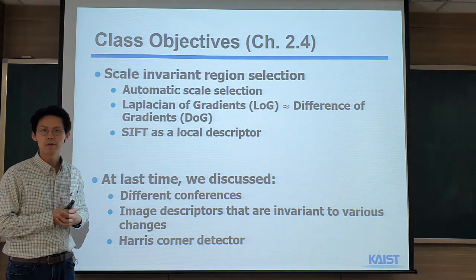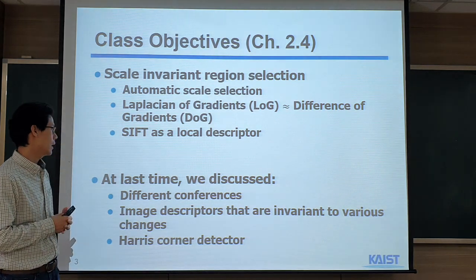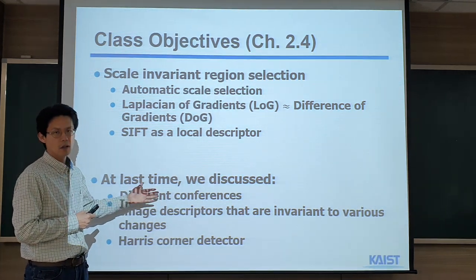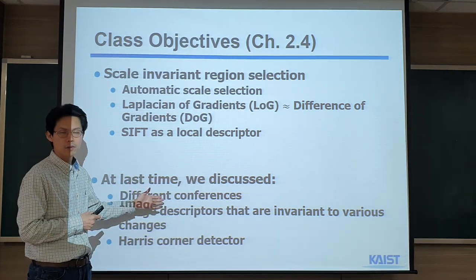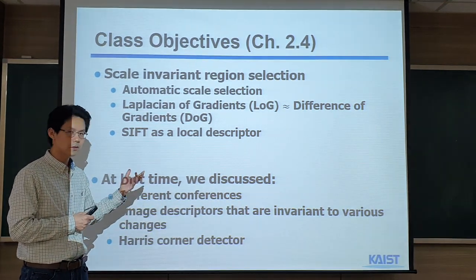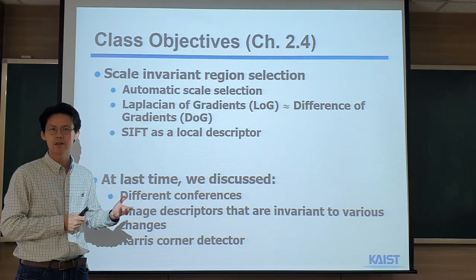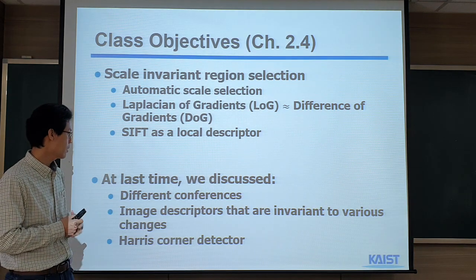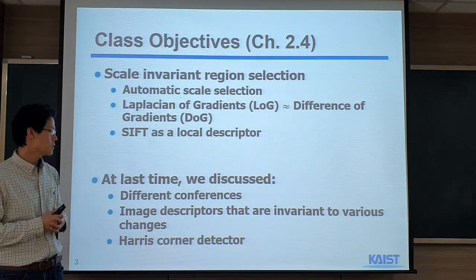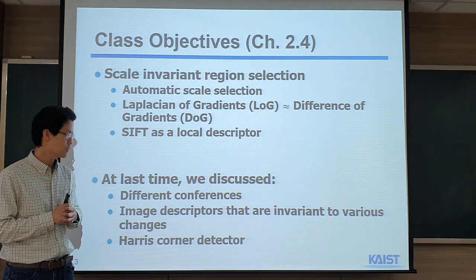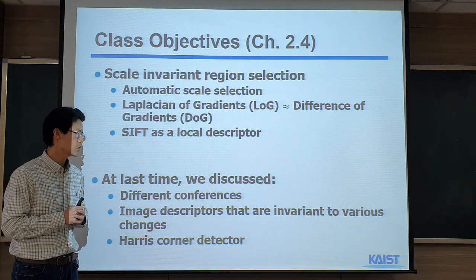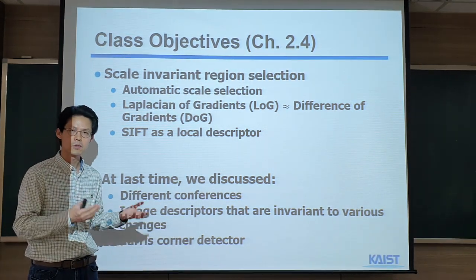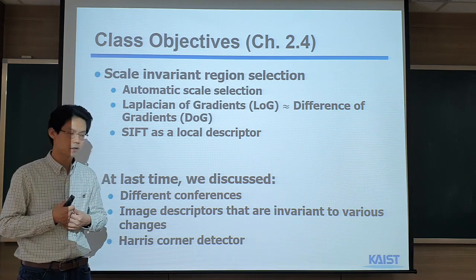As a review of what we talked about last time, at the last lecture, we talked about different conferences related to our course stream: image search, computer vision, machine learning, and some other ones. So you can go over the papers from those conferences. We talked about some of the desirable properties for these image descriptors, which should be invariant to various changes like illumination, also occlusion, also many other variations.